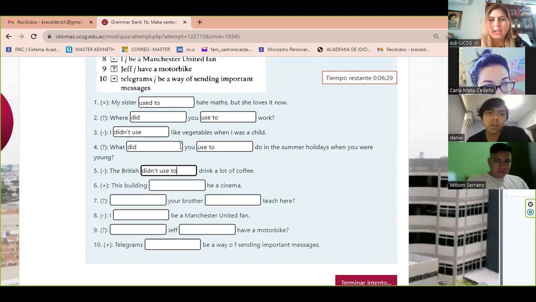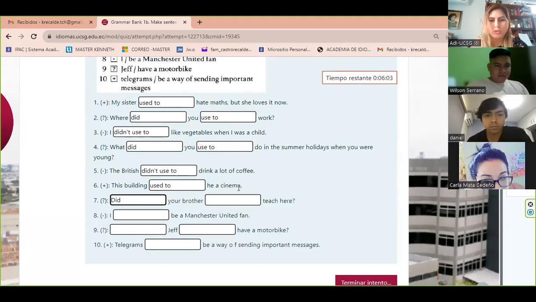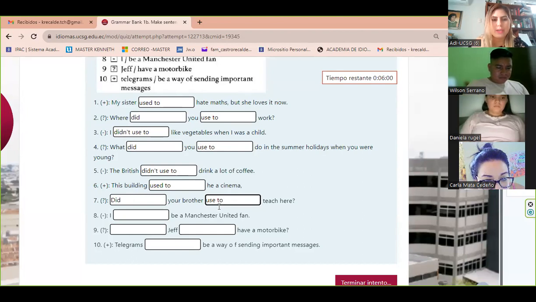Teacher. Sí, dígame, mi amor. In the third one, you don't. Thank you, Claudita. Thank you. I forgot the 2. Okay, number 6. I think the third one is used to. This building used to be a cinema. Here is a mistake of the platform. It used to be. Number 7: my brother used to. Excellent. Number 8: I didn't used to. Good. Number 9.